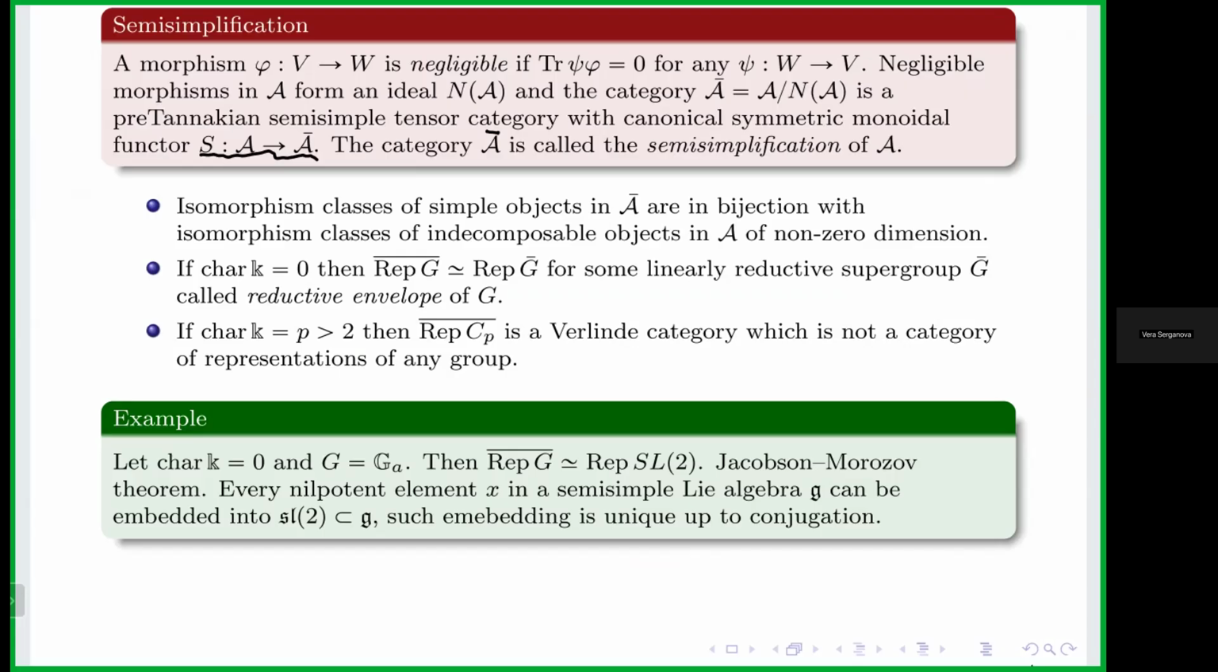So an important example in this case is that we consider characteristic of K 0 and consider just the additive group of a field, consider representations, and take the semi-simplification. The reductive envelope of G_a is going to be the group SL2. And actually, Etingof and Ostrik noticed that using this computation, one can give another proof of the Jacobson-Morozov theorem, that every nilpotent element in a semi-simple Lie algebra can be embedded into an SL2 triple. And this embedding is unique up to conjugation, a very well-known and important theorem.